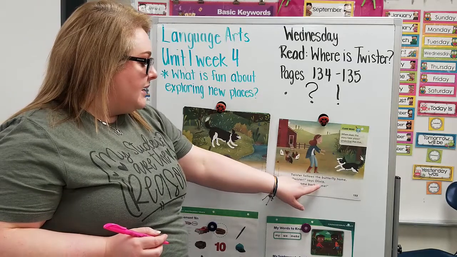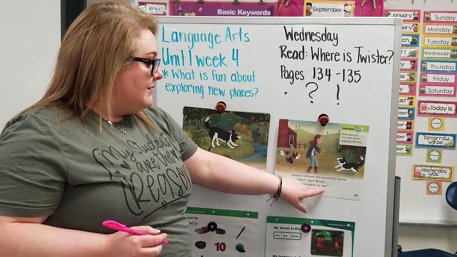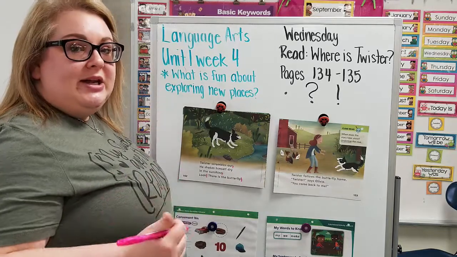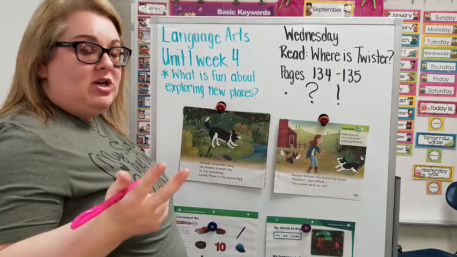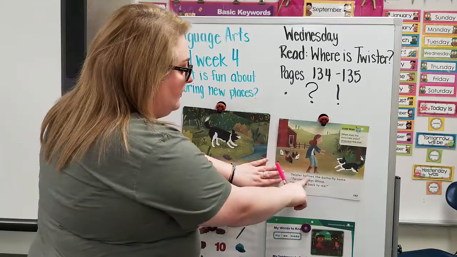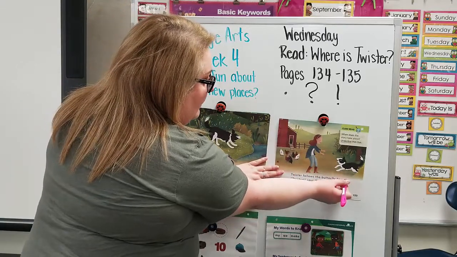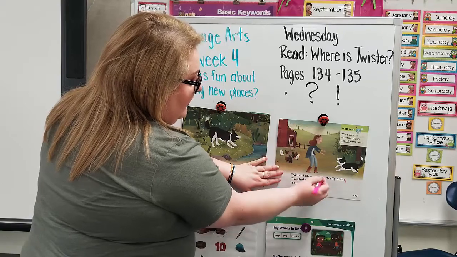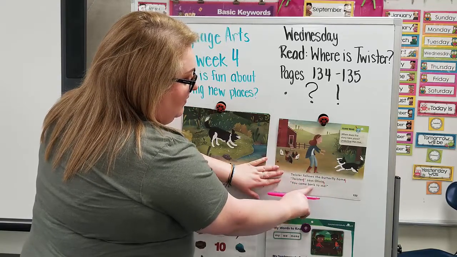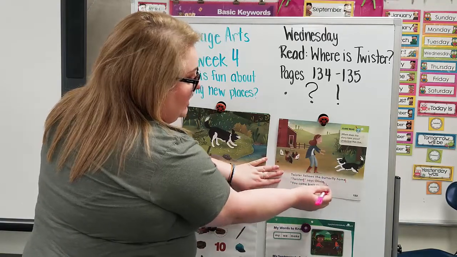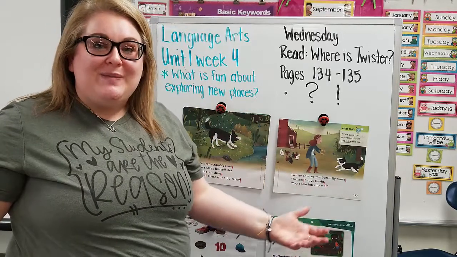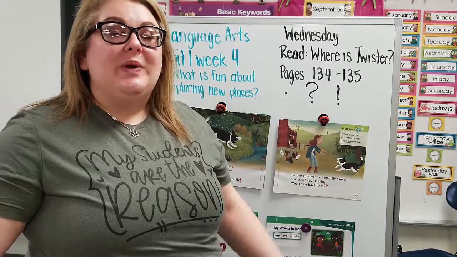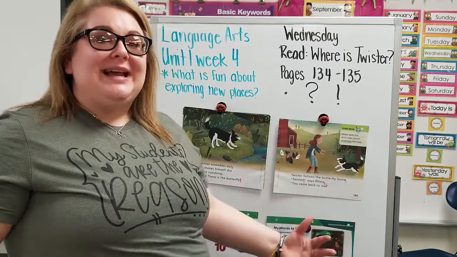Twister, says Olivia, you came back to me. Okay, so same thing. We are going to look for periods, exclamation points, and question marks. Twister follows the butterfly home, period. Twister, exclamation point, says Olivia, period. You came back to me, exclamation point. She is so excited because Twister came home, okay? I'm sure if your dog was lost, you would be upset too. So when Olivia saw Twister, she was so excited.